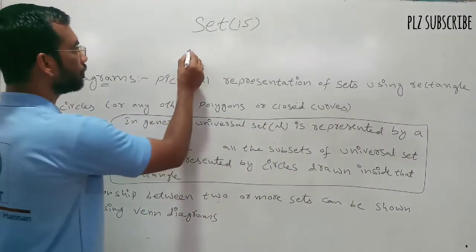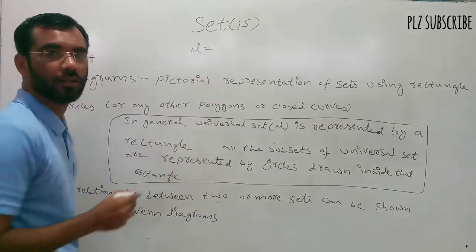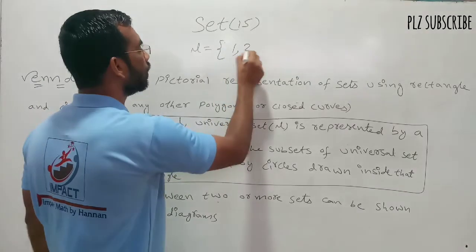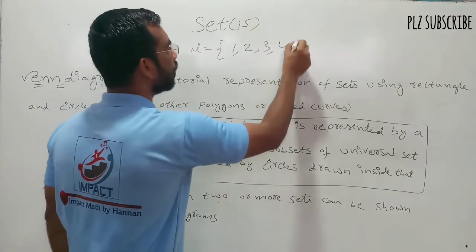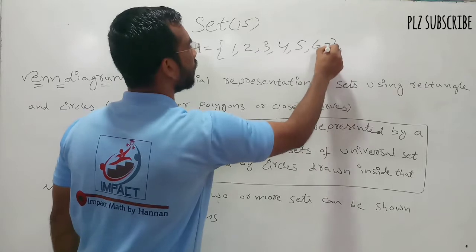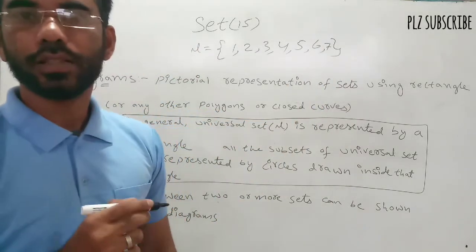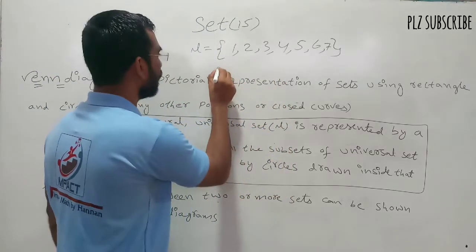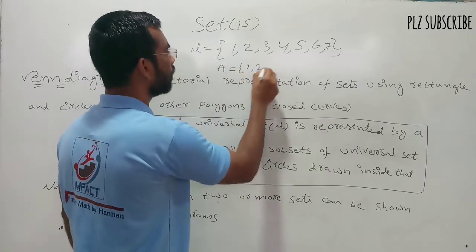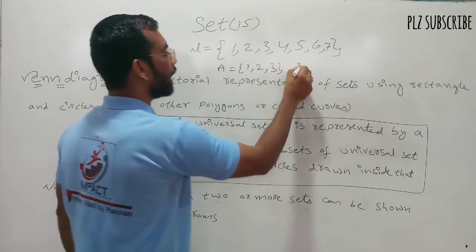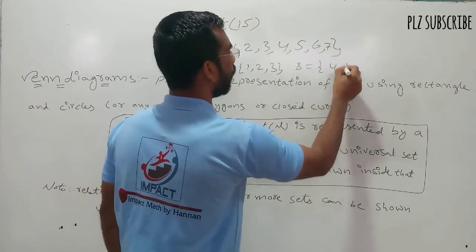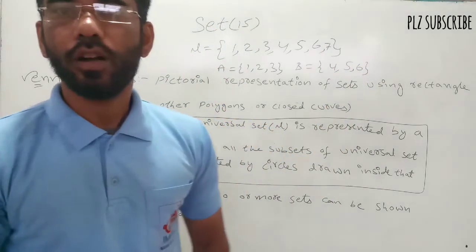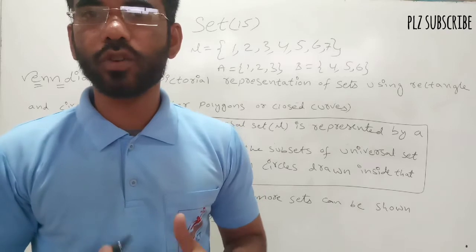See, if I am taking mu as the universal set, in this form I am taking the elements 1, 2, 3, 4, 5, 6, 7. Now we will take A as 1, 2, 3 and B as 4, 5, 6. How to draw the Venn diagram for this one?